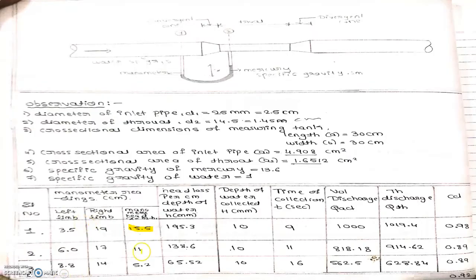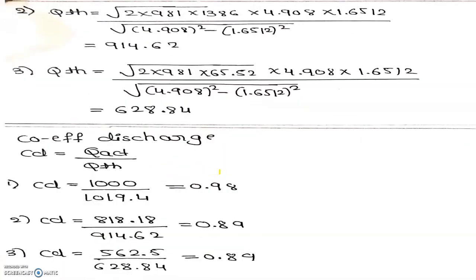13.6 is the specific gravity of mercury, 1 is the specific gravity of water. So we have got this value, and that value has been noted down here. It is the head loss per depth of water. Now we find the Q actual using the formula A into B into H by T. T is the time taken for the 10 centimeter rise of water. So we got that value. Then we found out the Q actual itself using the formula.